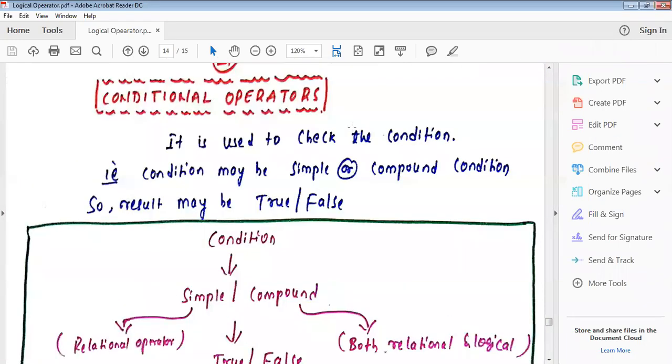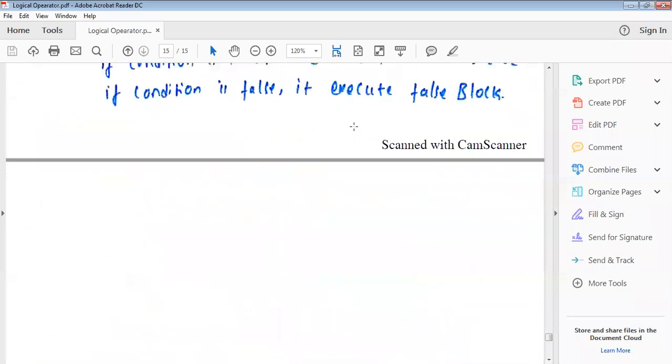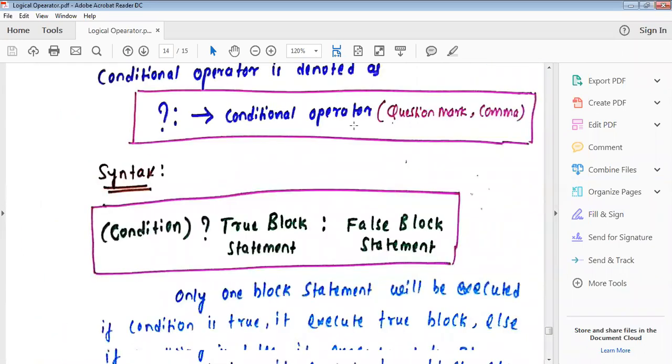Next, the last one is the conditional operator. It is easy to check the condition. Condition may be simple.